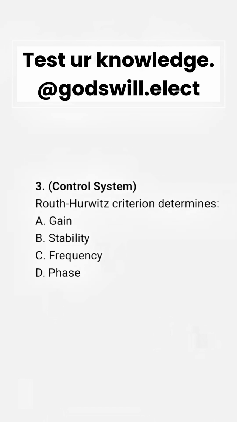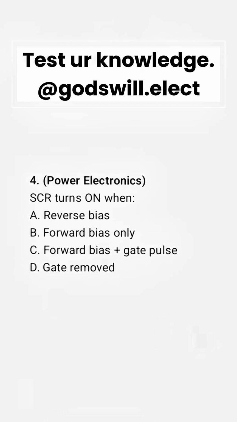Routh-Hurwitz criterion determines A. Gain. B. Stability. C. Frequency. D. Fuzz. Correct answer: B. Question 4.